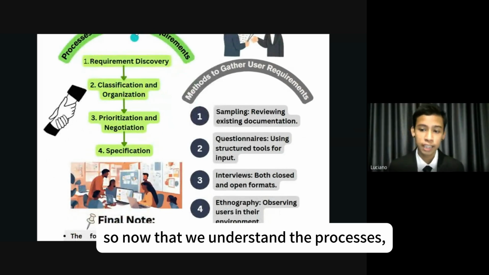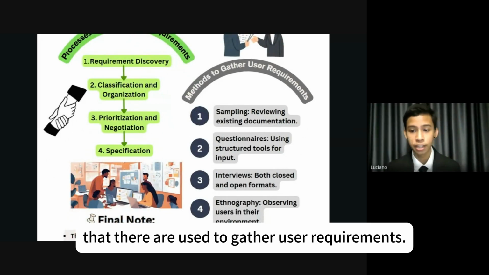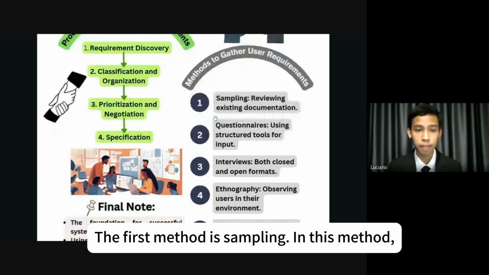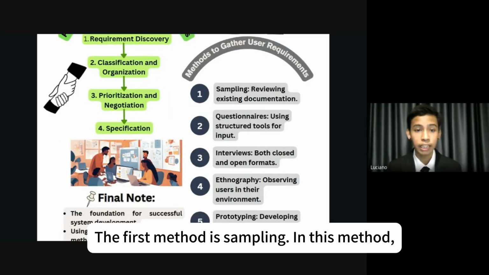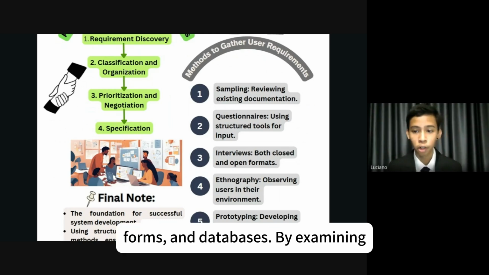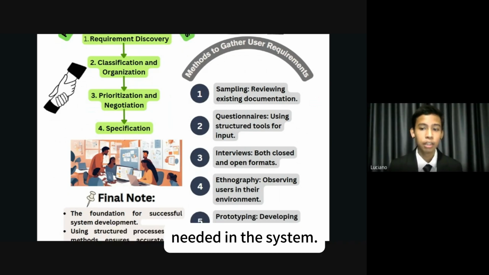So now that we understand the processes, let's move on to the methods that are used to gather user requirements. There are 5 key methods that we will discuss. So the first method is sampling. In this method, we review existing documentation, forms, and databases. By examining what is already in use, we can identify gaps or improvements needed in the systems.